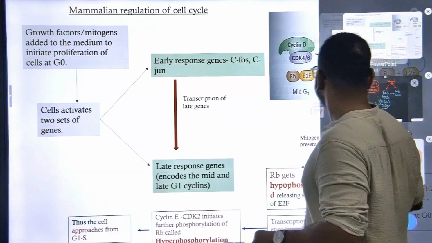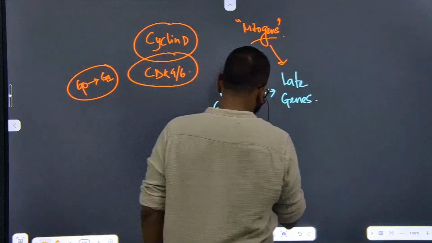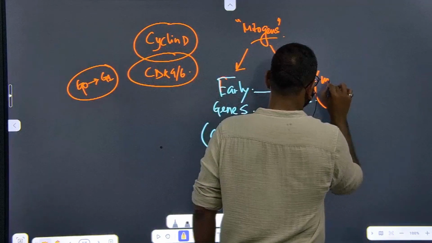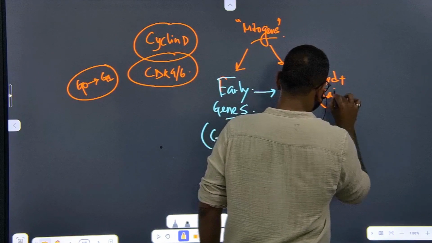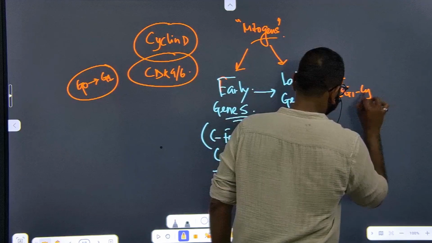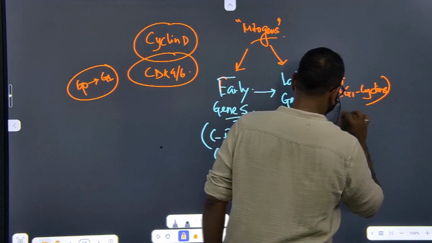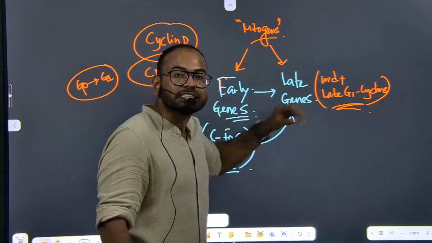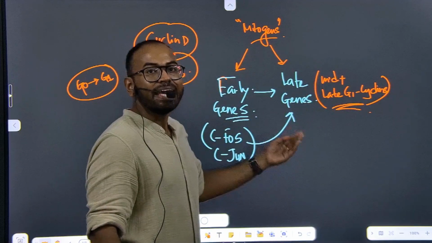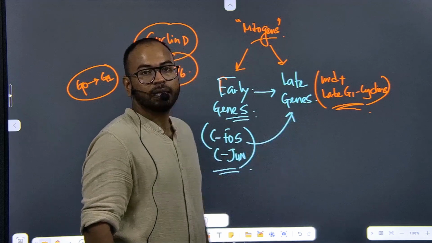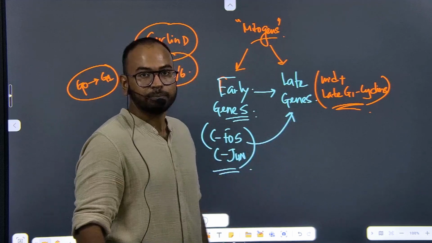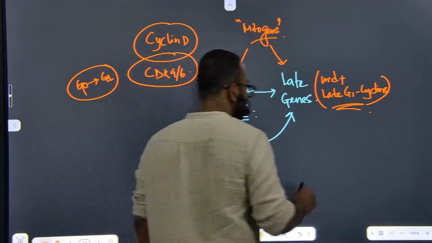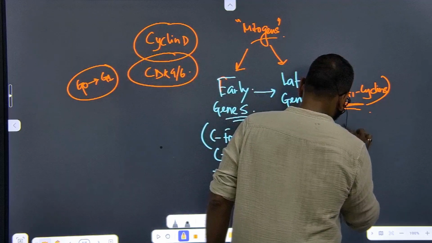Now let's go back to this section. CFOS and CJUN are activating the late genes. Within late genes, we have mid plus late G1 cyclins. But even if they get activated or transcribed, in order to function properly, they will require E2F.